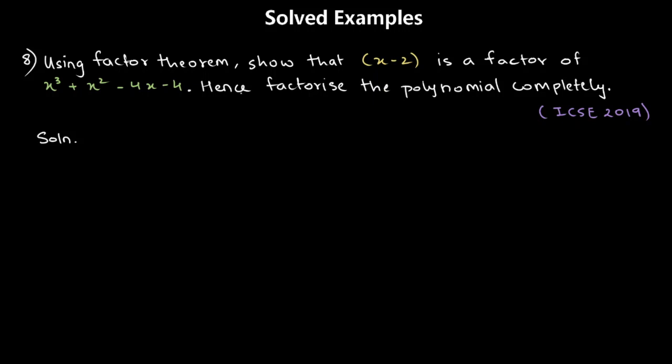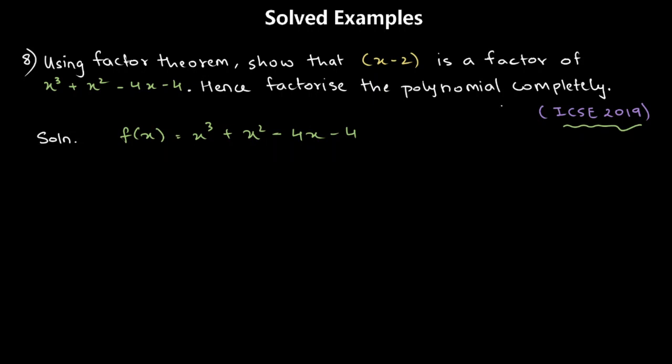Using the factor theorem, we want to show that x minus 2 is a factor of x cubed plus x squared minus 4x minus 4, and hence we want to factorize the polynomial completely. This question had appeared in the ICSE 2019 examination. First, let's mark our given polynomial as f of x, which is x cubed plus x squared minus 4x minus 4. They've asked us to show that x minus 2 is a factor.